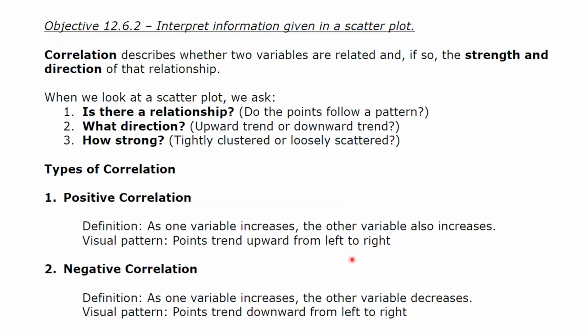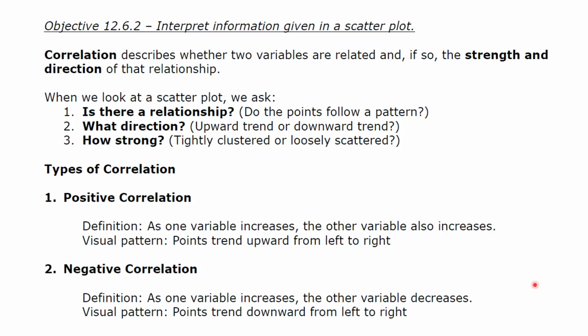All right, interpreting correlation. So what is a correlation? Well, correlation describes whether two variables are related, and if so, the strength and direction of that relationship. So when we look at a scatter plot, we're asking 3 key questions. First, is there a relationship? Do the points follow some sort of pattern?